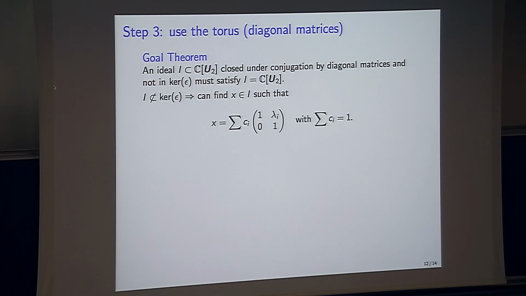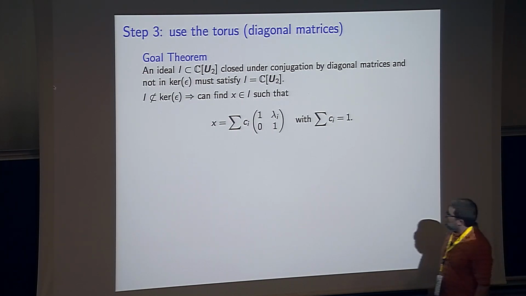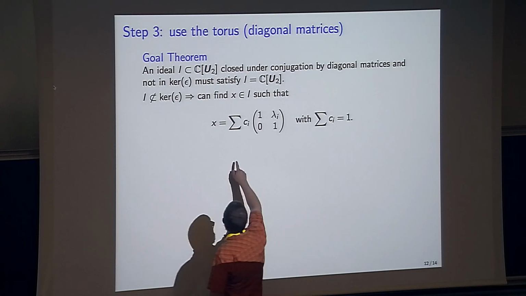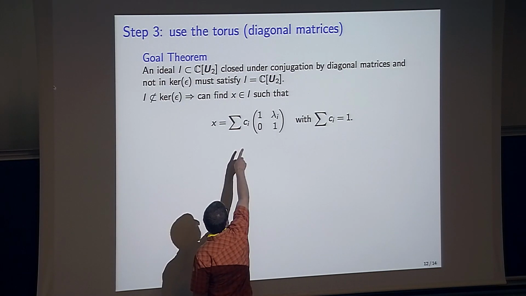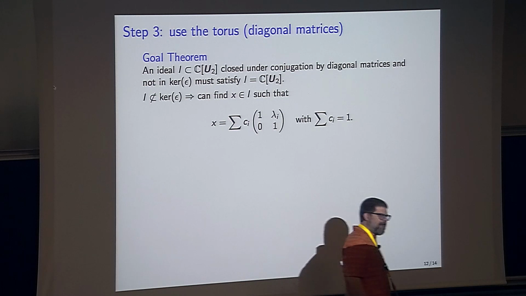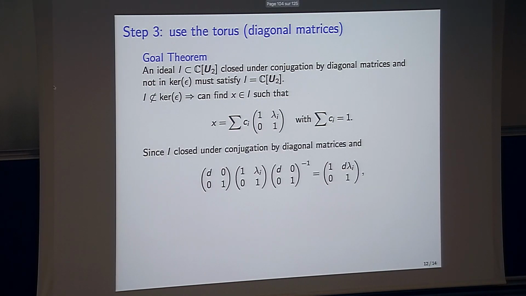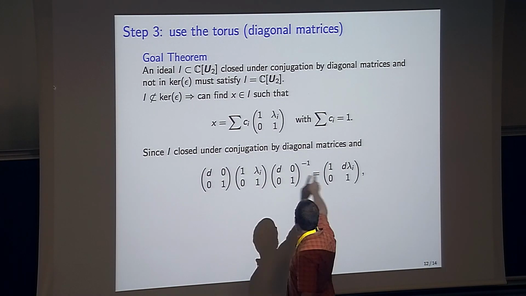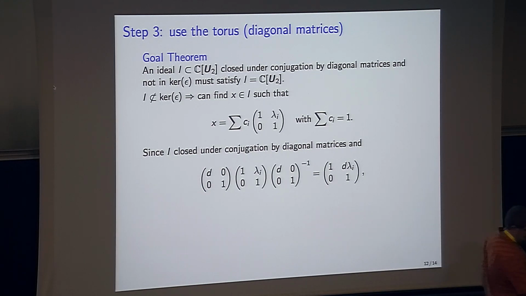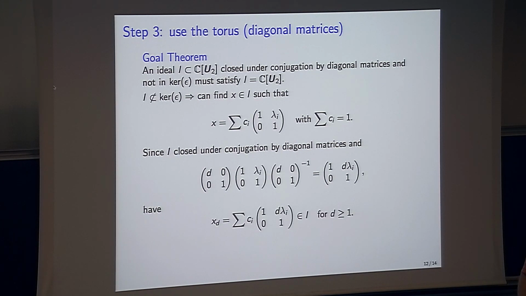Since I is in the kernel of the augmentation map, I can find some element x inside it such that the augmentation of it is not 0, and I just scale it to make the sum of the coefficients equal to 1. Okay, so I can find some element of that form in there. And now, since it's closed under diagonal matrices, a diagonal matrix D takes this and just multiplies it by D. I get that this element, the sum of c_i times (1 D lambda_i 0 1), is inside I, right?